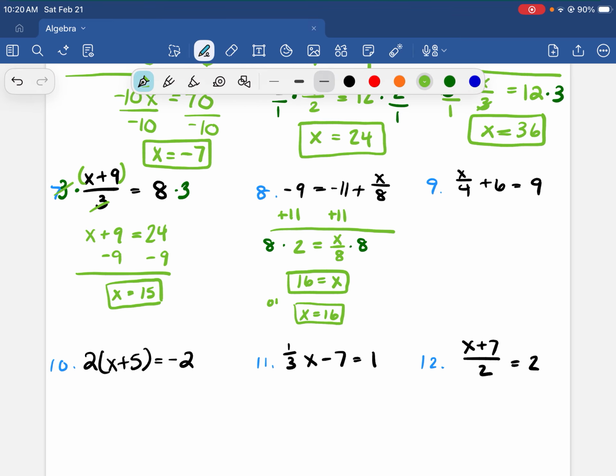Number 9. X divided by 4 plus 6 equals 9. X is already by itself in the numerator, so there are no parentheses here. We just have x, so we can subtract away 6 to start. X divided by 4 is equal to 9 minus 6 is 3. Opposite of dividing by 4 is multiplying by 4. X is equal to 12.